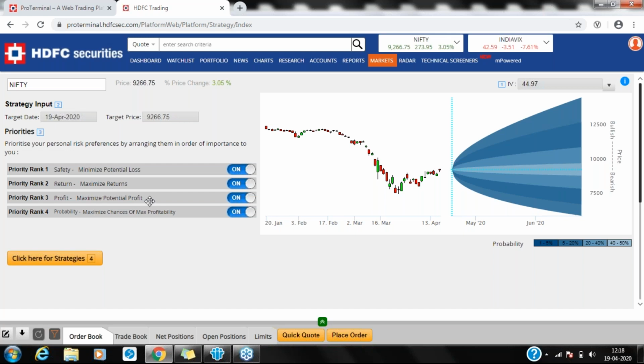Maximum potential profit will give you the strategy which has the highest chances of making a profit on a stock in case your target price is hit. Okay, so I hope this is clear. The maximum return will give you the maximum return in case the target is hit. Maximum potential will give you a strategy which, if the stock goes higher, will have the highest potential profit. Okay, this is how it works.